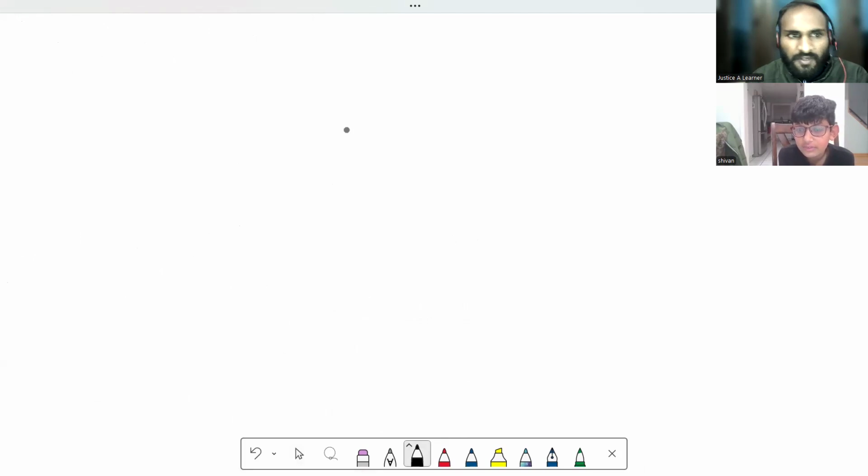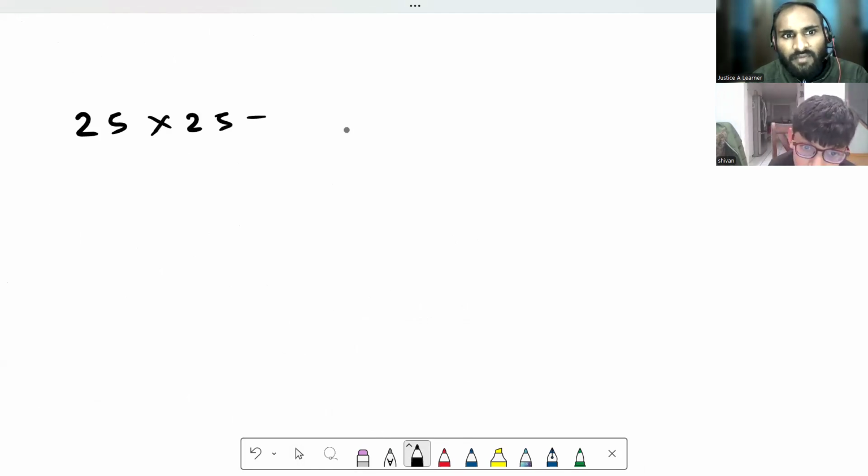Squares can also be solved in an easy way, like 25 into 25. This is the square of 25. Do you know the square of 25? Okay, so I'm telling you another way to see this question.